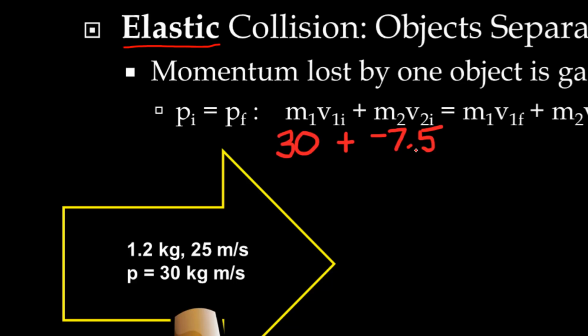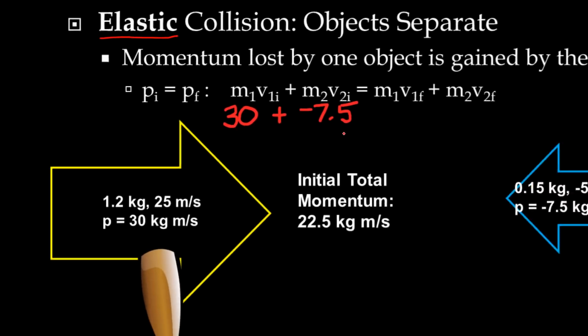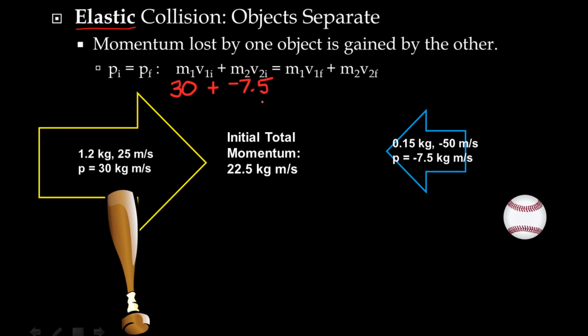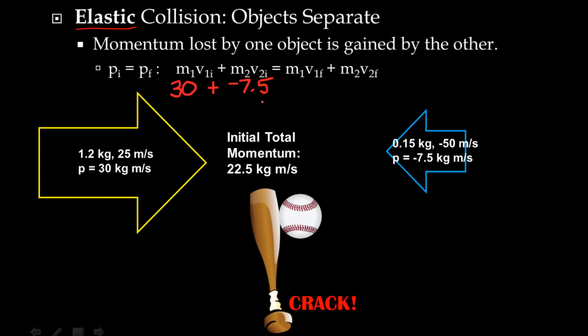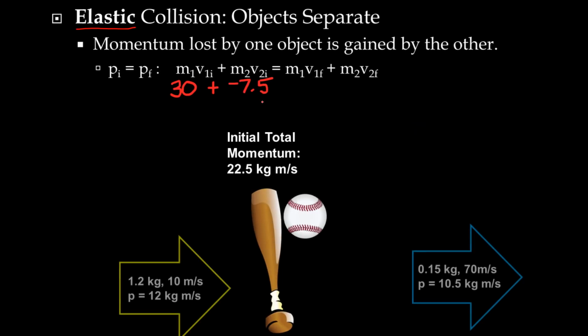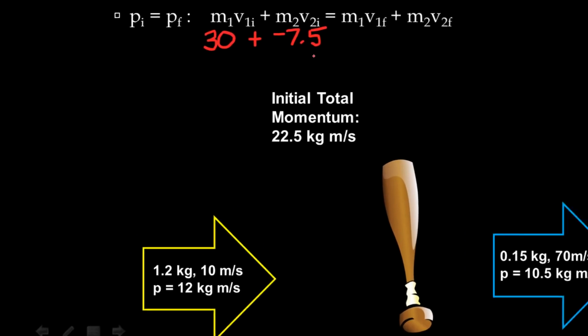Let's take a look at what our total momentum is. 30 kilogram meters per second minus 7.5 kilogram meters per second. Our total initial momentum is 22.5 kilogram meters per second. Okay, so batter swing, ball thrown. You see the crack of the bat, that brief instant that we have high forces. The ball and the bat separate.